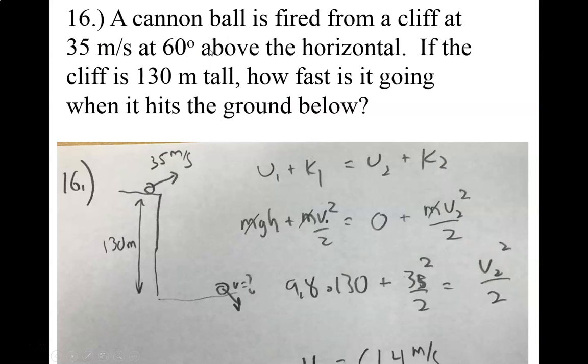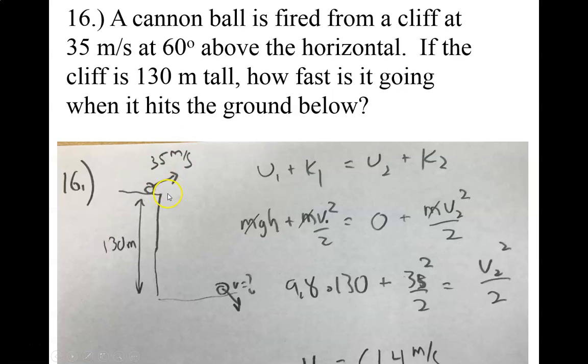Okay, a cannonball is fired from a cliff at 35 meters per second at 60 degrees above the horizontal. If the cliff is 130 meters tall, how fast is the cannonball moving when it hits the ground below? Okay, so we're in conservation of energy, so we can probably figure that we're going to use conservation of energy to solve this, rather than our initial equations that we got in Unit 1, which we could certainly use. It would just be a lot more work.